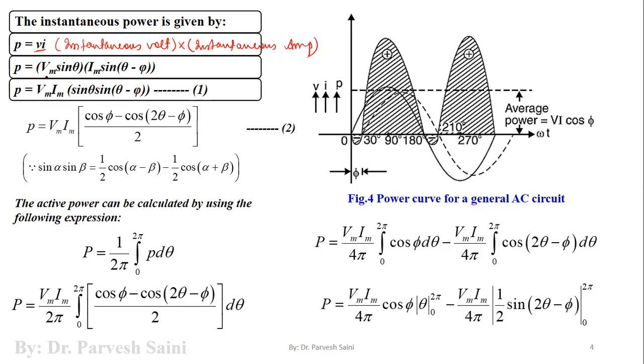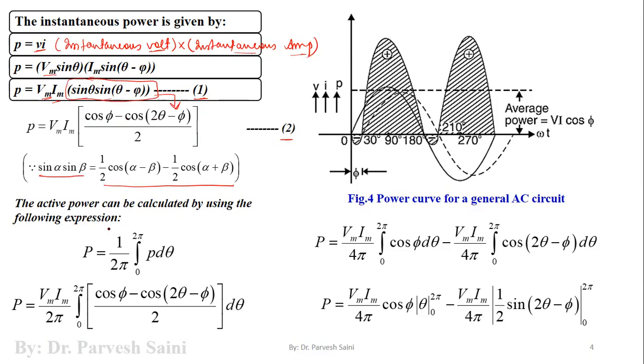When we put the relevant values here, Vm sine theta for the instantaneous voltage and Im sine theta minus phi for the instantaneous current, we have equation number 1, which is Vm Im sine theta sine theta minus phi. By using the trigonometric rule for sine alpha into sine beta, we can convert this equation into this equation: Vm Im by 2 into cos phi minus cos 2 theta minus phi. So this would be our equation number 2, let us say.